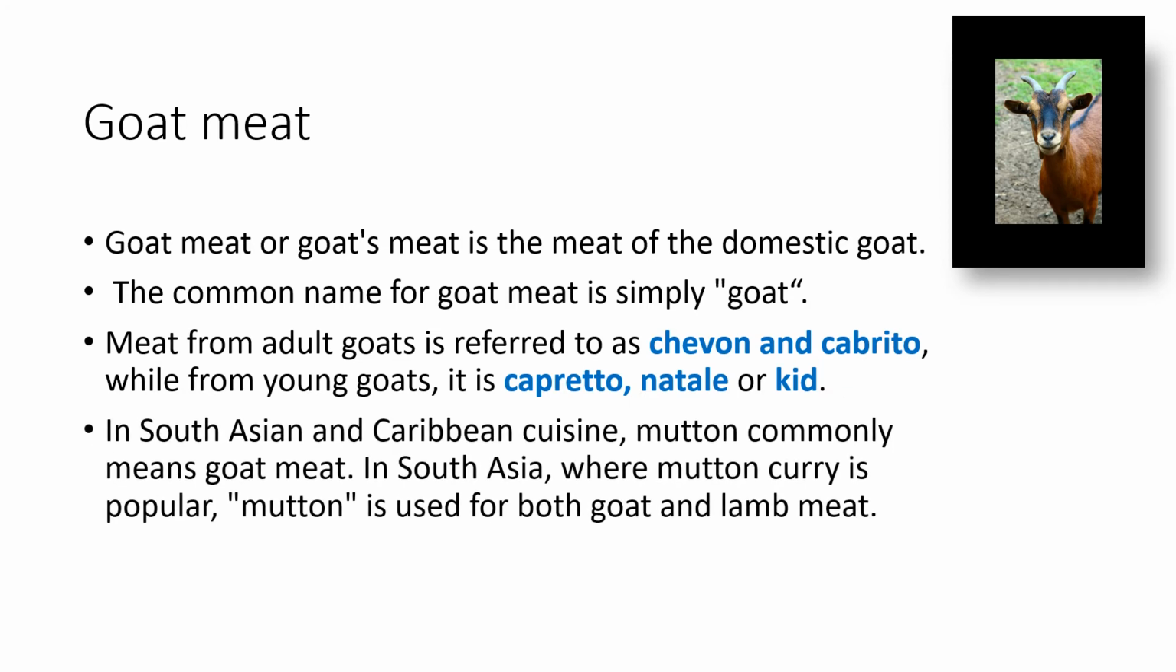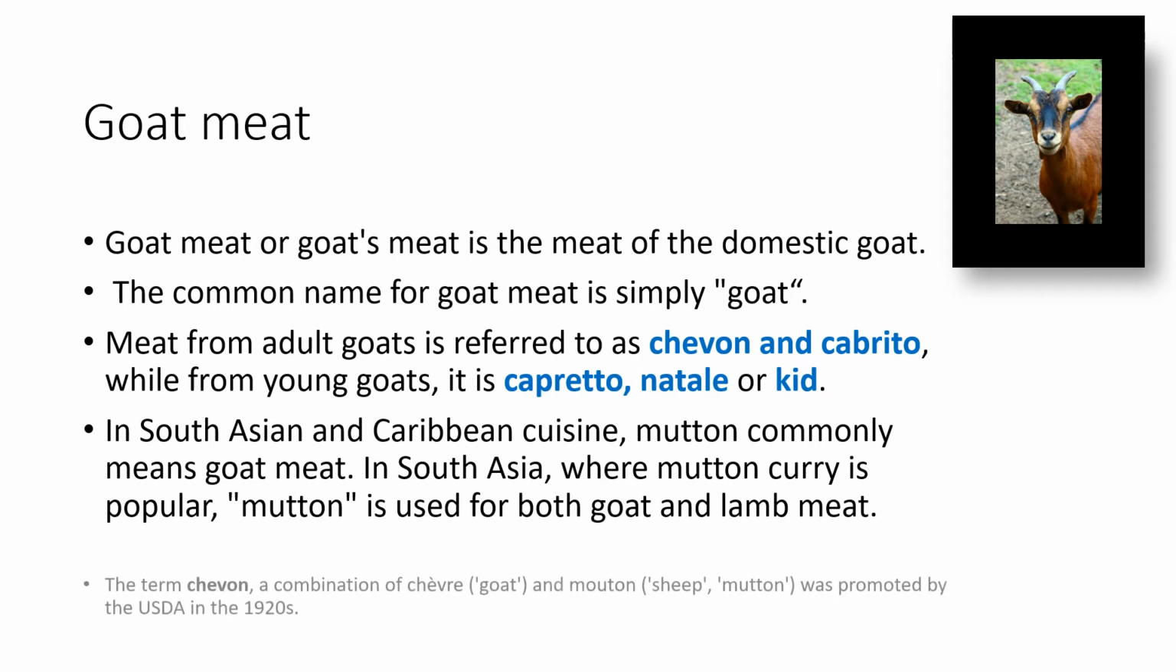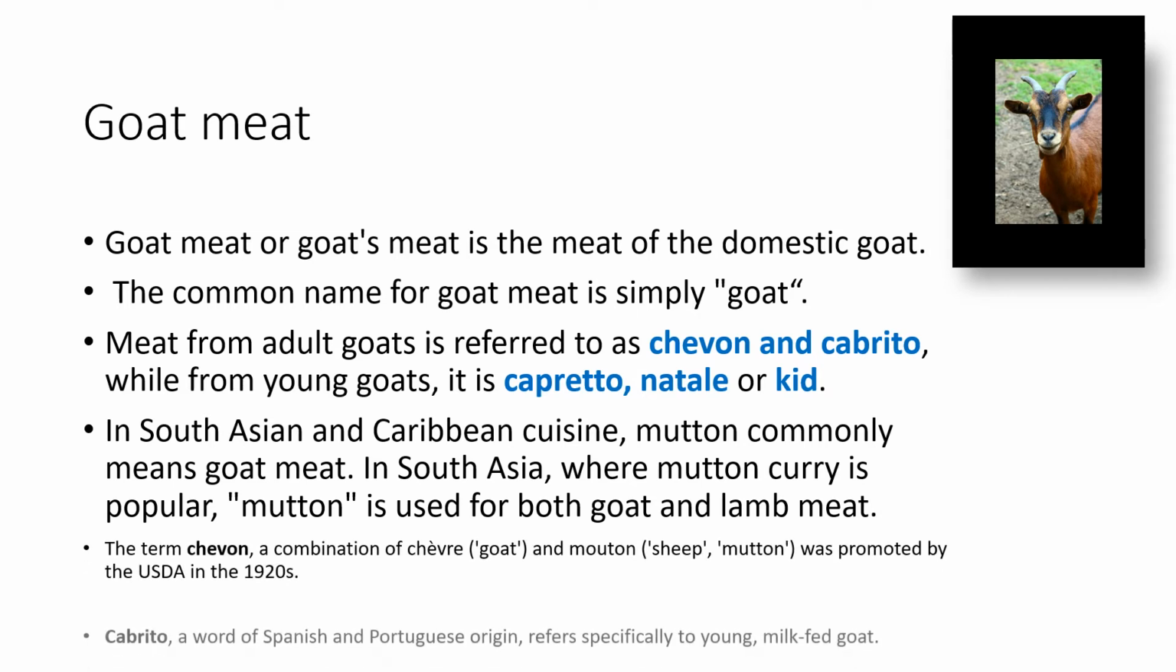In South Asian and Caribbean cuisine, mutton commonly means goat meat. So here, when we talk about South Asian, maybe we are a part of it. So that's how we also call mutton the same as goat meat. Right.